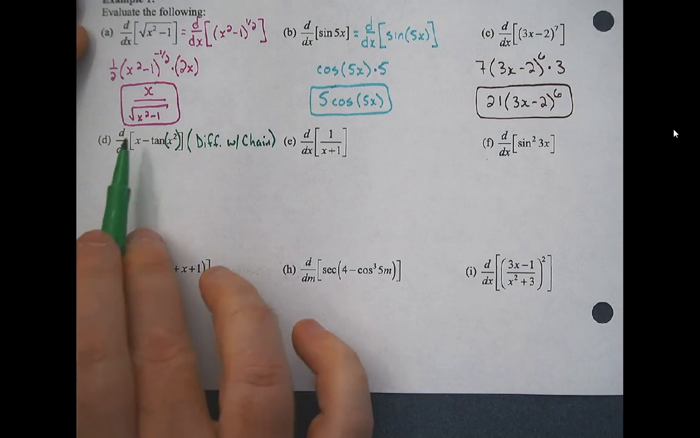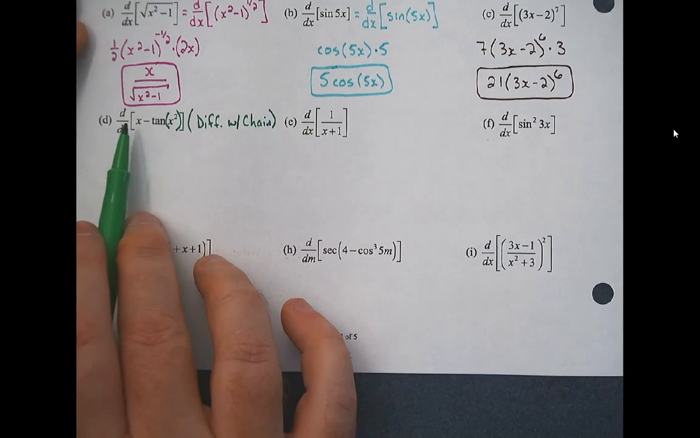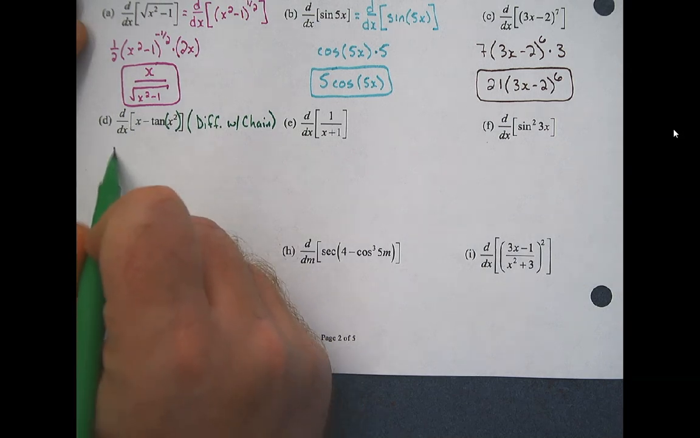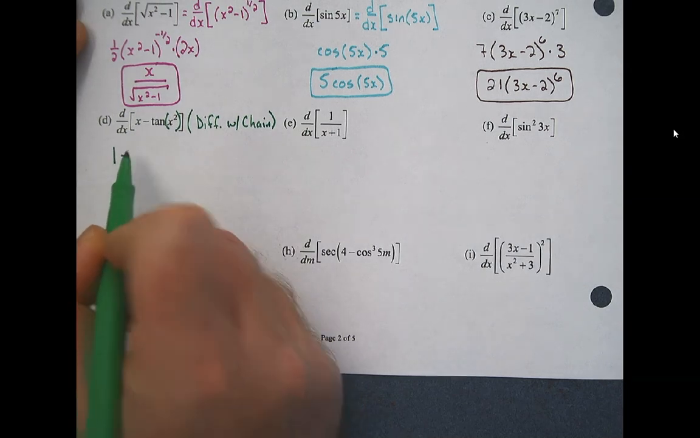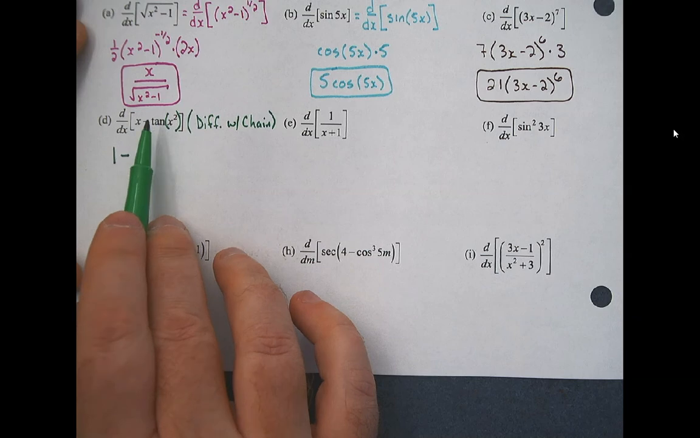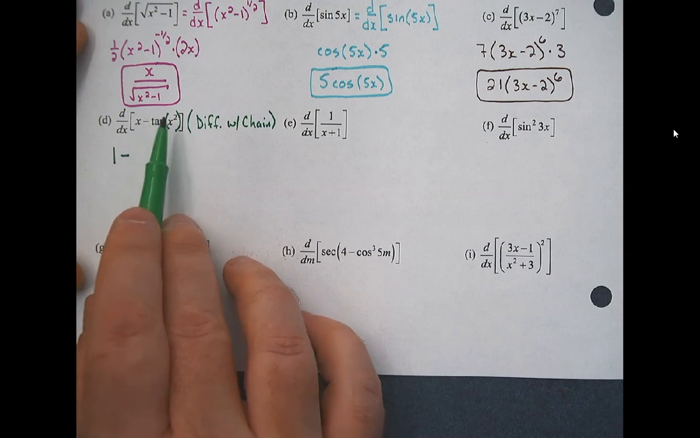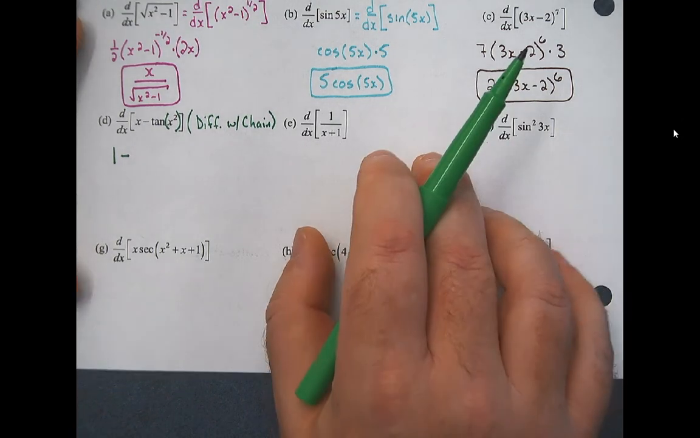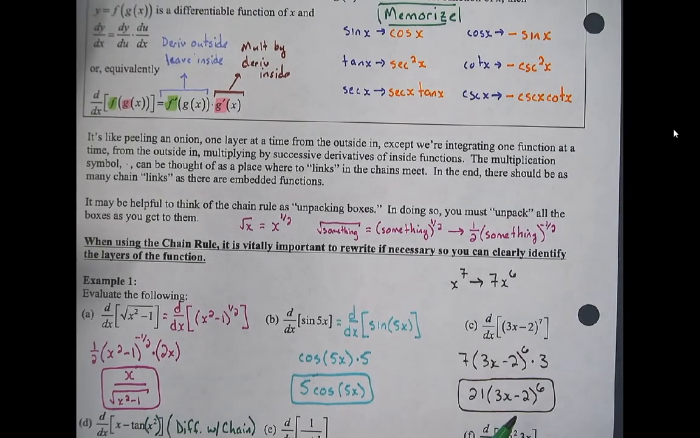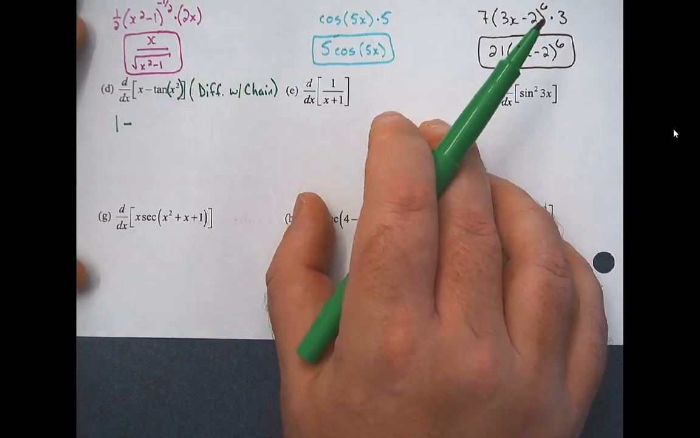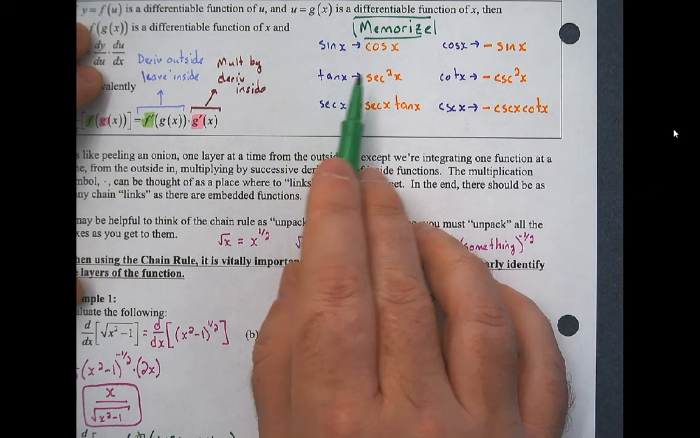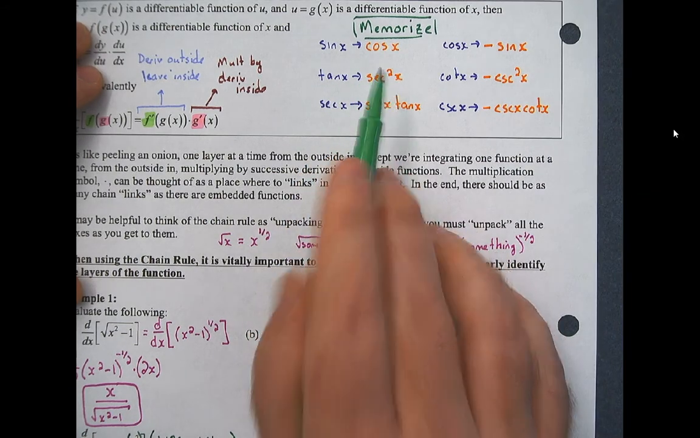So as I derive, I can just start deriving each piece because it's different. So the derivative of x is 1 minus the derivative of tangent. Okay, so my outside function is tangent something. What's the derivative of tangent something? You should have this memorized. If you haven't yet, you need to. Derivative of tangent is secant squared. So the derivative of tangent something is secant squared something.